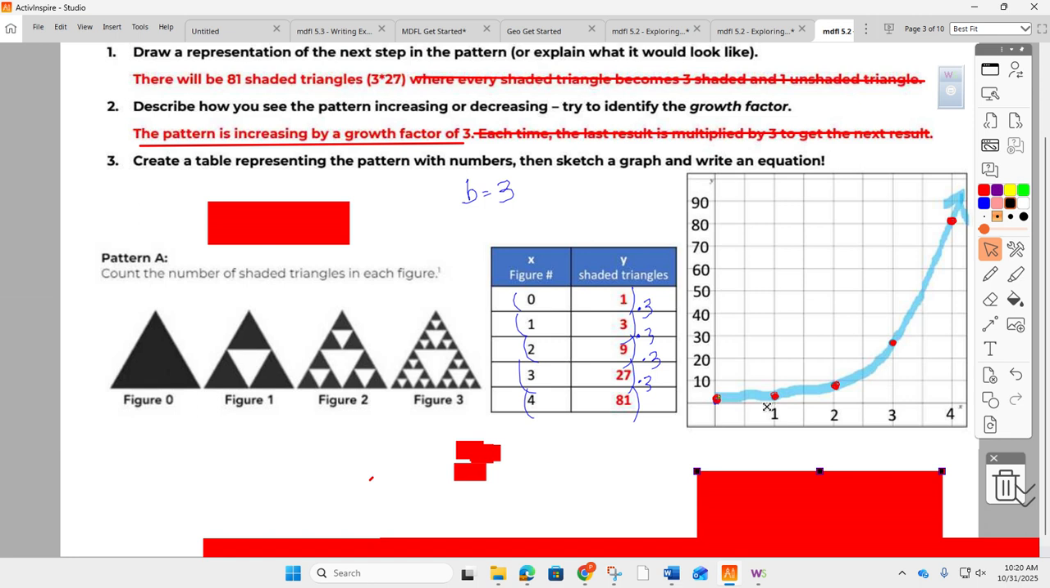So between 3 and 4, it went up by, is that 54? So it went up by a lot, right? So as if we were to plot 81 times 3 would be 200 and something. So it would go up very off our chart, right?